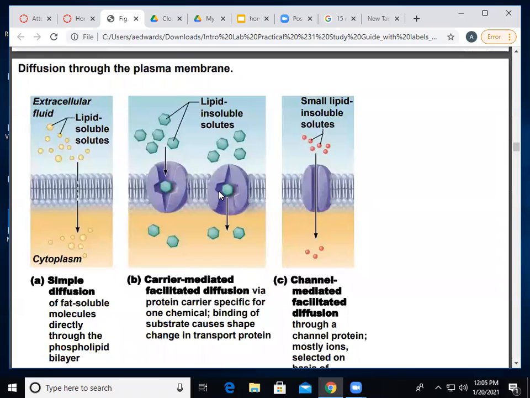Now, in the cell membrane, we also have diffusion. And diffusion could be simple. So if materials are soluble or they dissolve or they can be in fat, like the lipid part of the membrane, they can go straight through the membrane. Okay, they're okay with the middle. If they can get through the middle, they can get all the way through. Okay, that's simple diffusion across the membrane.